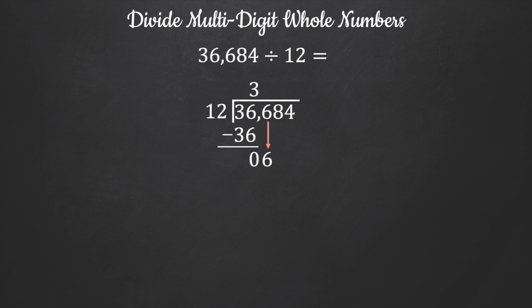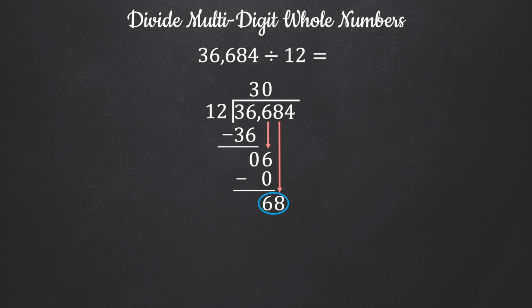Then we ask ourselves, how many times does 12 go into 6? 12 goes into 6 0 times because 12 times 0 is equal to 0, and that's as close as we could get to 6 without going over. So 12 times 0 is 0. So 6 minus 0 is equal to 6. Now let's move down our next digit.